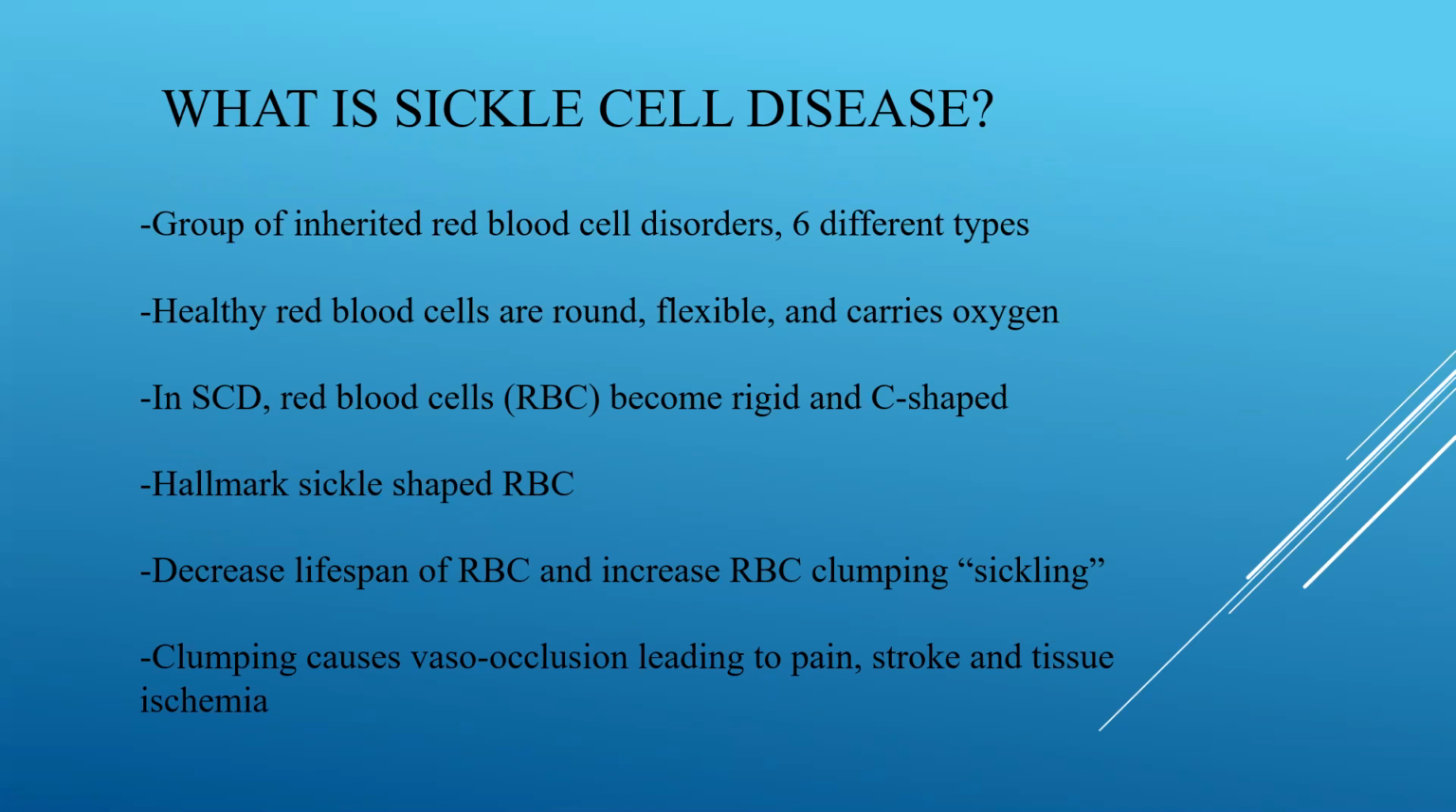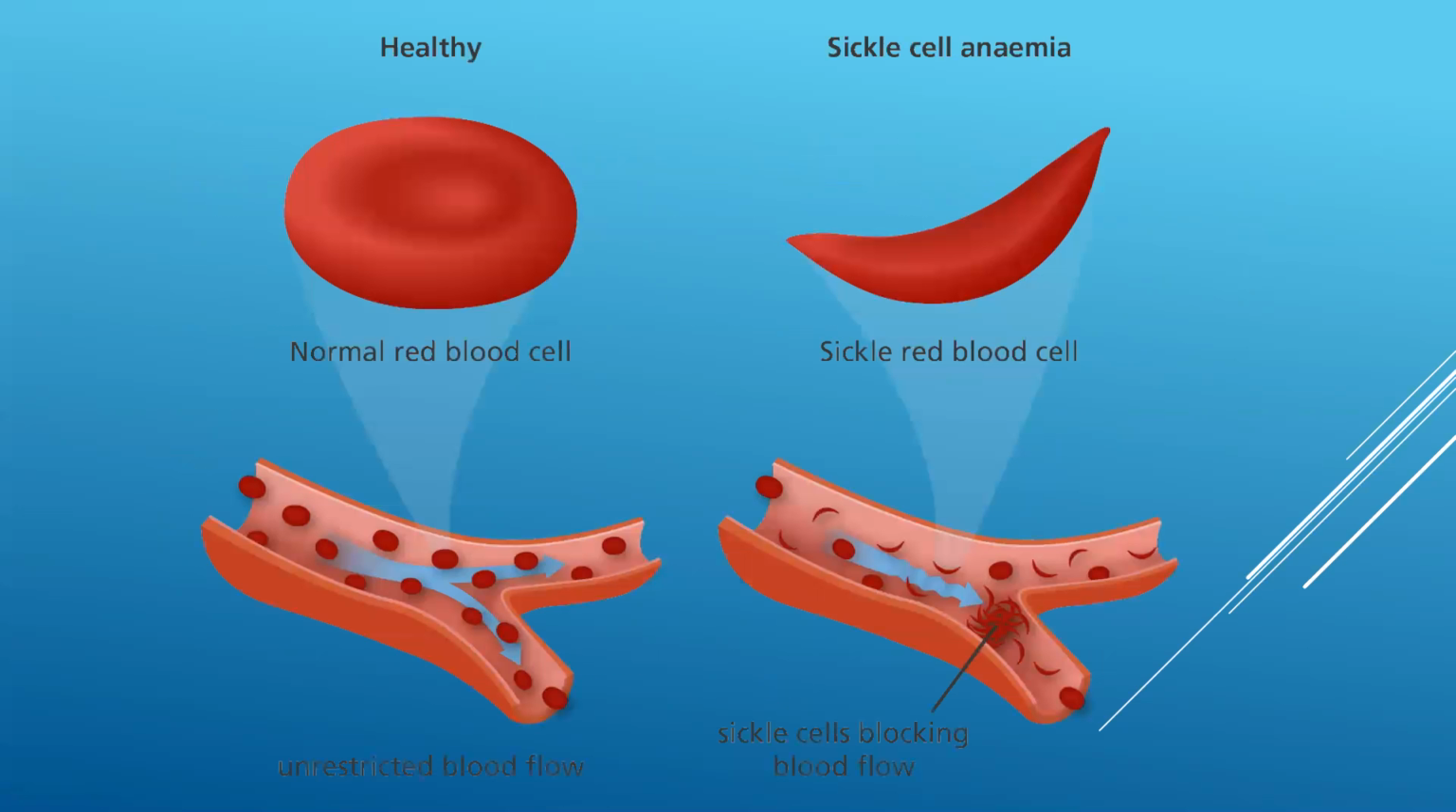Now, the red blood cells in sickle cell disease have a decreased lifespan and an increased susceptibility to clumping, which we call sickling. Clumping causes vaso-occlusion, leading to pain, stroke, and tissue ischemia. To the left is a healthy red blood cell, and to the right is a sickle cell red blood cell. The picture below depicts the sickle cell clumping.